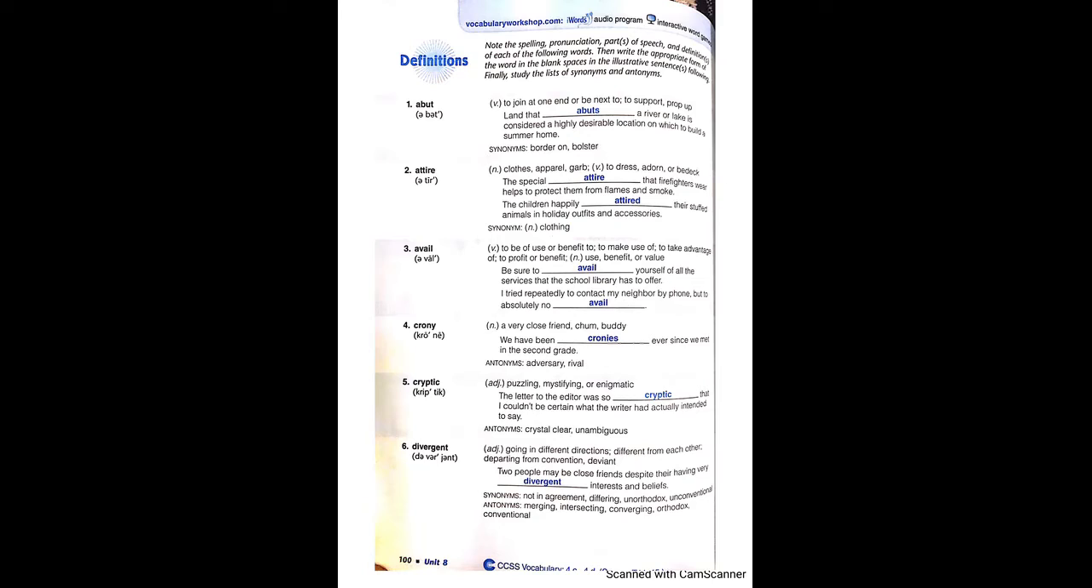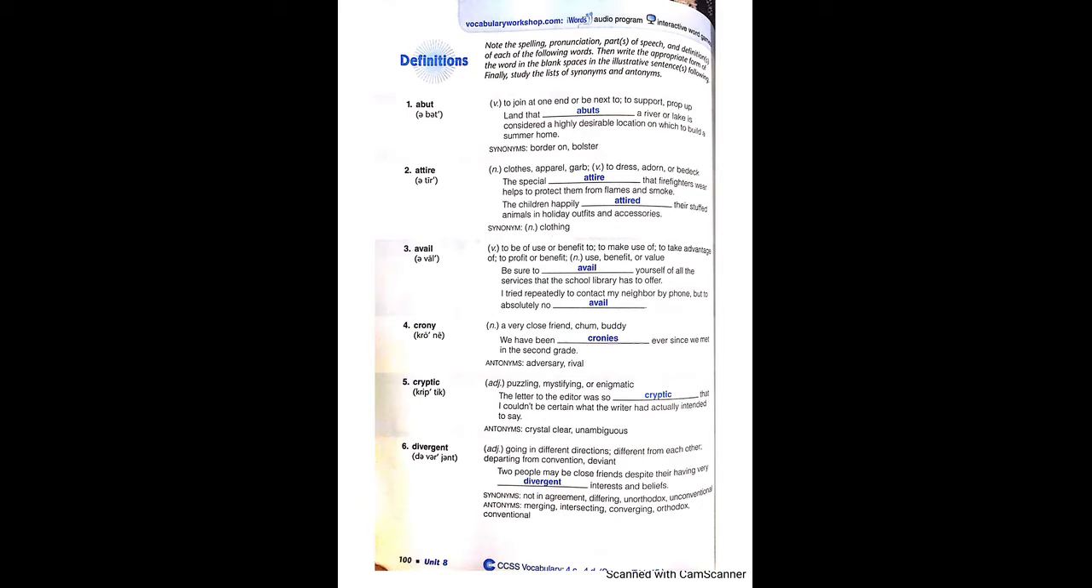Word 2 is attire. Attire functions as two parts of speech. It can be used as a noun, meaning clothes or apparel. These days, sports attire can be very expensive. Or, attire can be used as a verb that means to dress or adorn. An actor playing a king may make his entrance attired in royal robes.